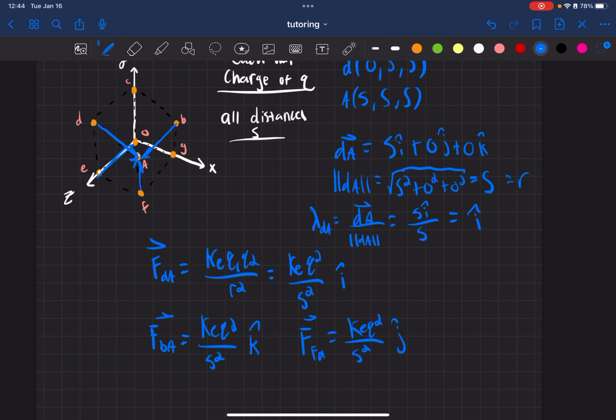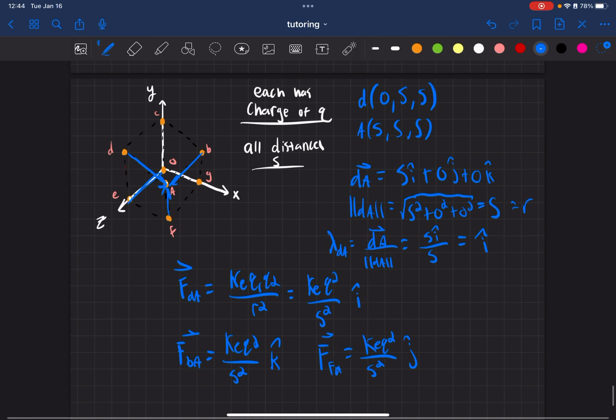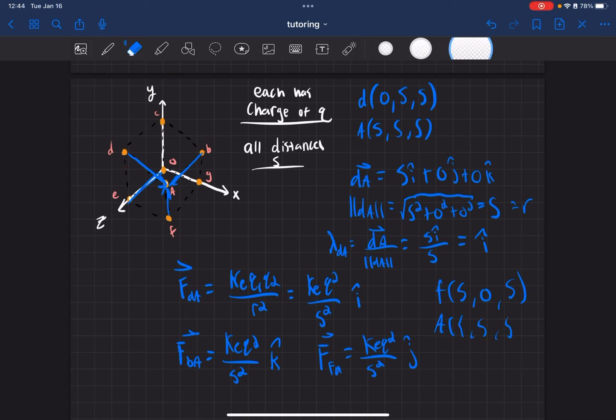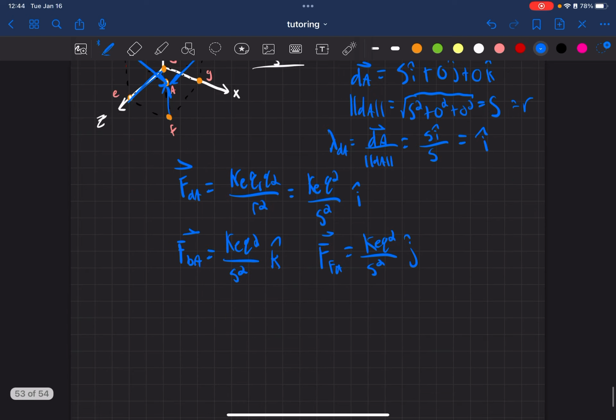We could go over and do this again if we needed to, but if you look at F, this is at point S, 0, S, and A is S, S, S, and you can see the similarity between that and D to A. We're going to end up with the same answer because it's all just in one axis. Now we have these three vectors, but we still have a handful more to do. So now we're going to look at E. If I change color here and go to the force of E on A, this is what we're looking for, the vector. First, let's find E.